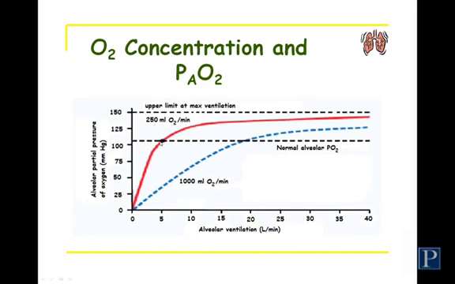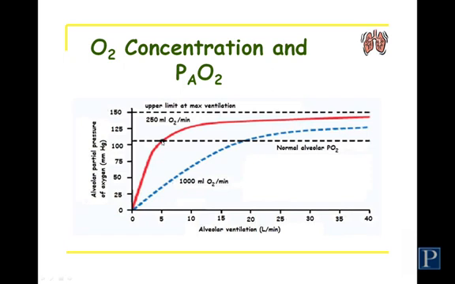So normal absorption of oxygen across the respiratory membrane at rest is about 250 mils of oxygen per minute. A normal alveolar ventilation is about 4 or 5 liters per minute, and you'll notice that the partial pressure of oxygen in the alveoli is about 104 millimeters of mercury. So this is the norm.